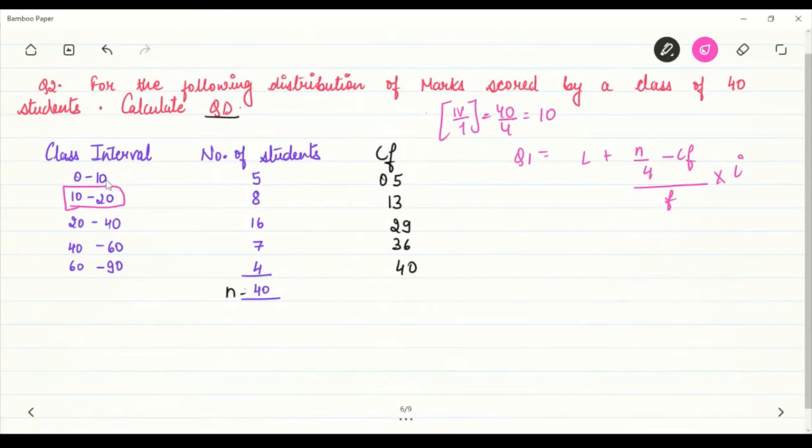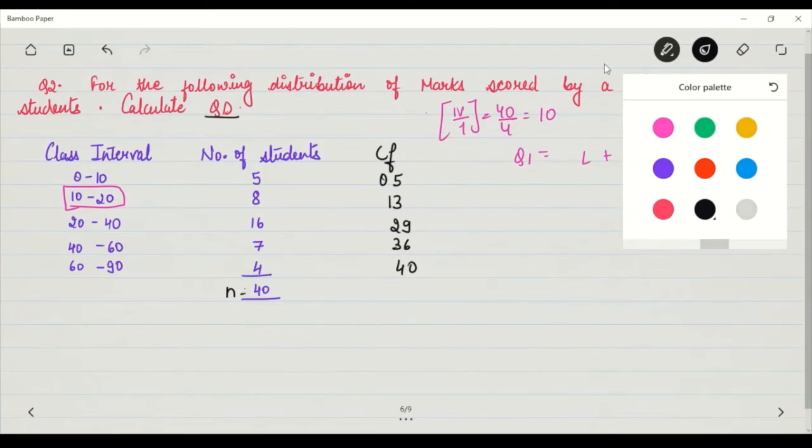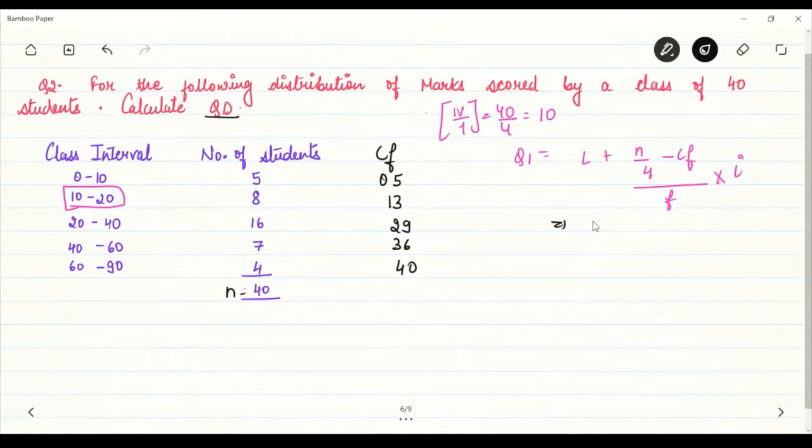So what we are going to conclude here is, hence Q1 lies in the class 10 to 20. Now to calculate the exact value, we have to use this formula. So what is the value of L1? L1 is the lower limit, which is 10. Then n by 4 is 10, we have already calculated this value over here, minus CF.